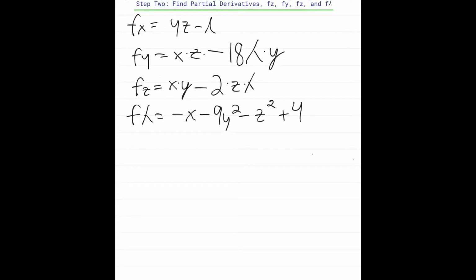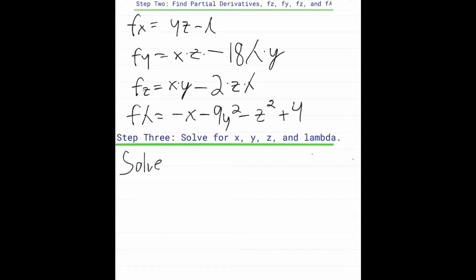So now that we've done steps 1 and 2, in step 1 all we did was solve the equation for 0, and in step 2 we found the partial with respect to x, y, z, and lambda. In step 3, we're going to use these partial equations as a system of equations to solve for x, y, z, and lambda. Because once we get our x, y, and z, we're going to plug them back into the main function. So now we're going to go ahead and solve for x, y, z, and lambda.